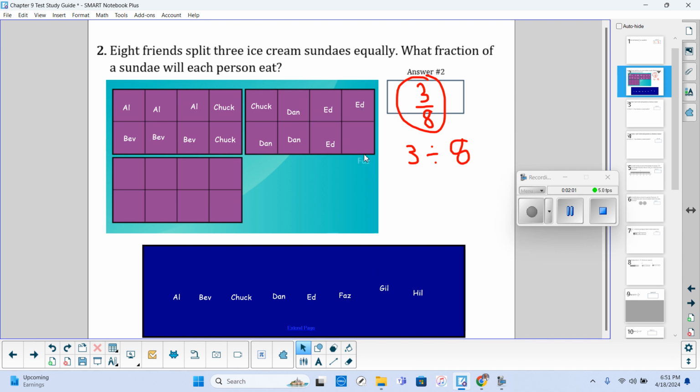Faz is going to get 1, 2, 3/8 of this sundae. Gil will get 1, 2, 3/8 of a sundae, leaving the last person, Hill, 1, 2, 3/8 of a sundae. All right, so splitting 3 whole sundaes 8 ways means each person gets 3/8.